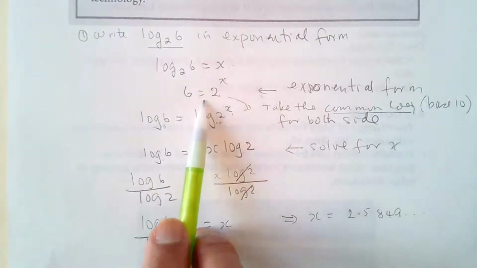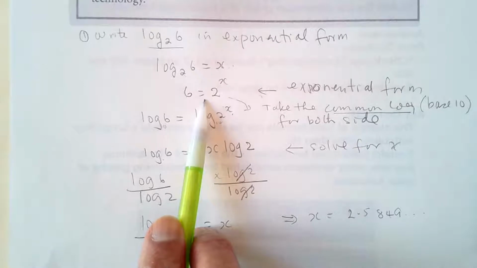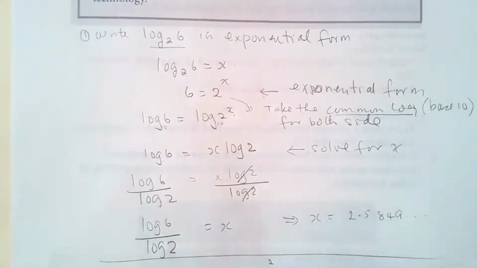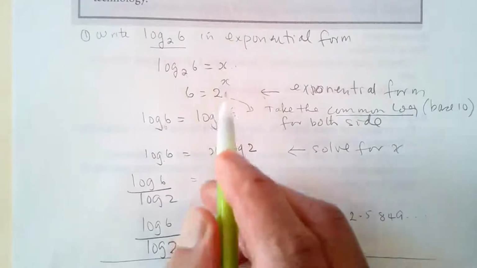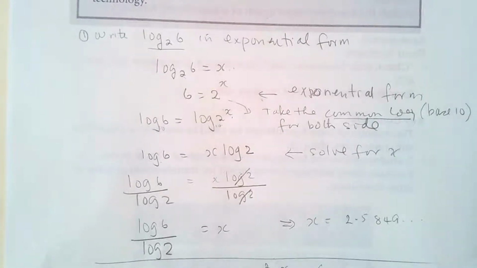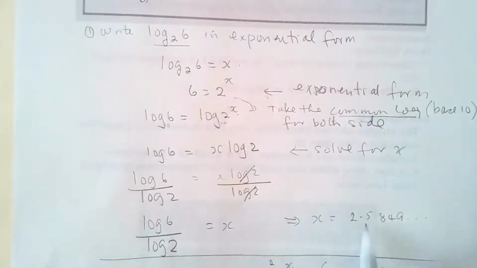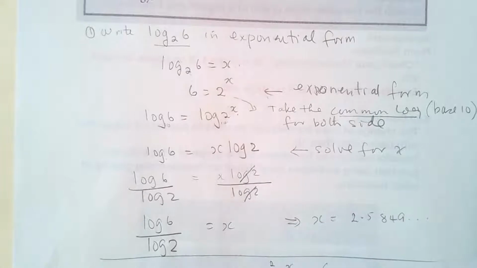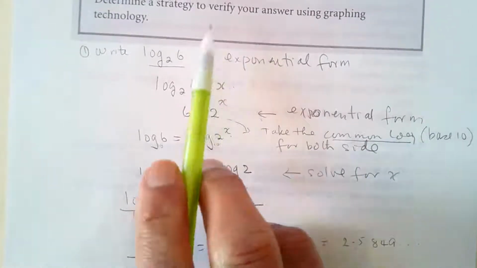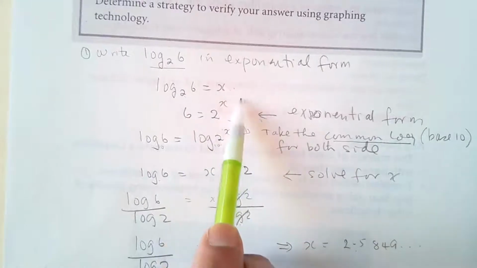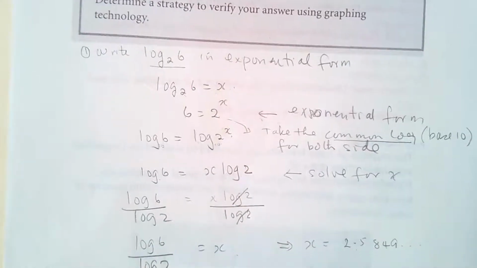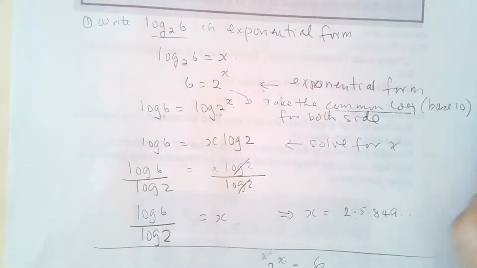So now to write this in exponential form, we have 2 to the x equals 6. So we can say x here is 2.5849, which is an irrational number. So look at your strategies here. You have an equation, then you change that to exponential form, take the common log of both sides, solve for x, and then use your calculator for a base 10 log.